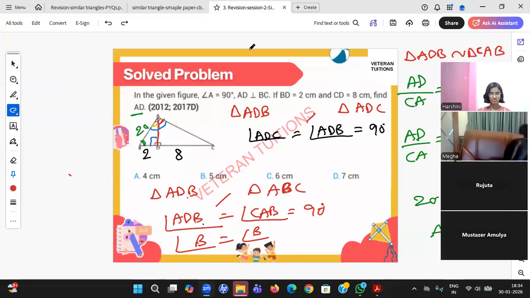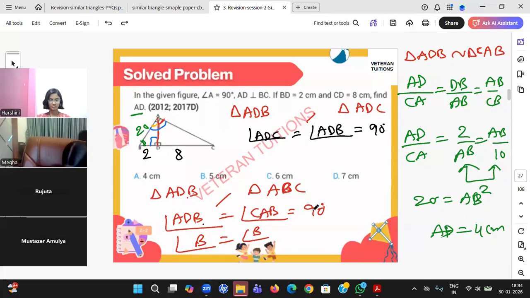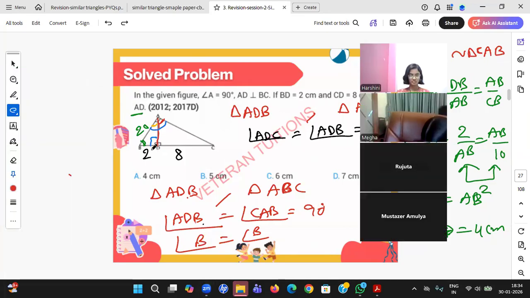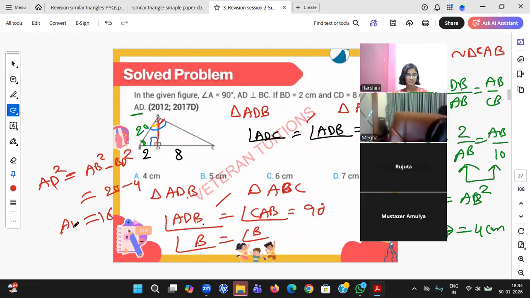Sir, is that 20? AB square equals 20. Yes, sir. Yeah, AB square equal to 20, right answer. So you see, what he said is AB square is 20, beta, and DB square is 4. What is AD square? In that particular Pythagoras theorem, it will be AB square minus BD square. AB square you got 20 and BD square is 4. 20 minus 4 is 16 and AD equal to 4. This is what he said.